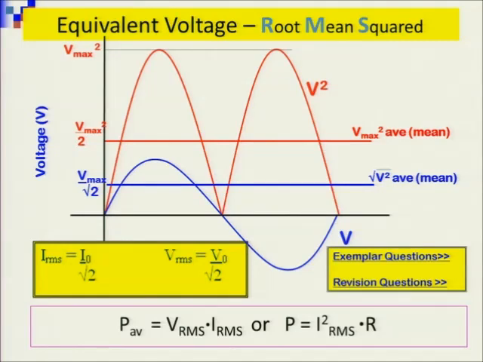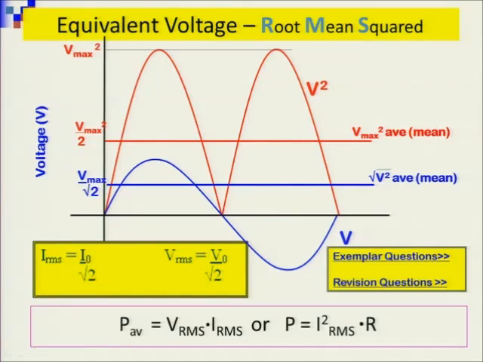Now the RMS, all the RMS is, is the maximum voltage or the maximum current divided by the square root of 2. These you get on your data sheet. I'll show you the formulas just now. You can have a look. IRMS is equal to Imax divided by the square root of 2, while VRMS is equal to Vmax divided by the square root of 2.